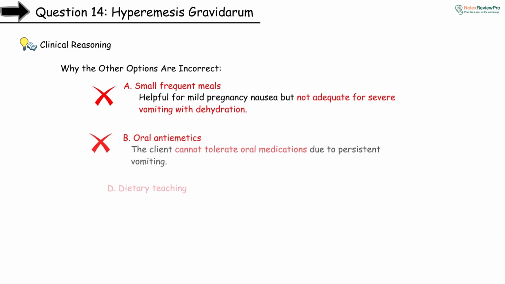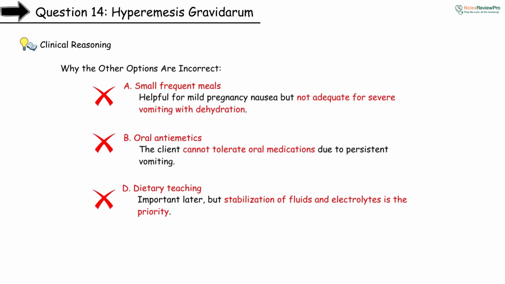Now let's see why the other options are not correct. Option A, small frequent meals. This is appropriate for mild nausea, but not when the client cannot tolerate any oral intake. Option B, oral antiemetics. These may be useful later, but right now the client cannot keep anything down, so oral medications are not effective. Option D, dietary teaching. Important, but not a priority when the client is already dehydrated.